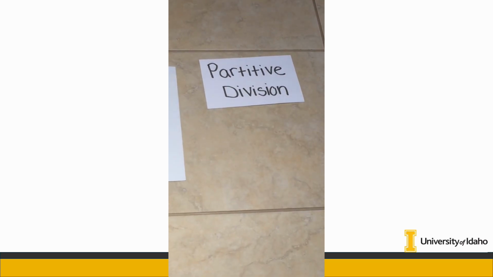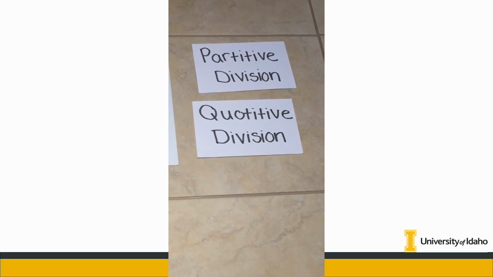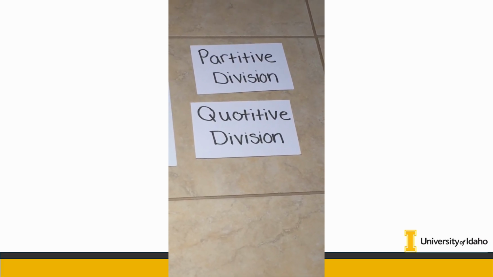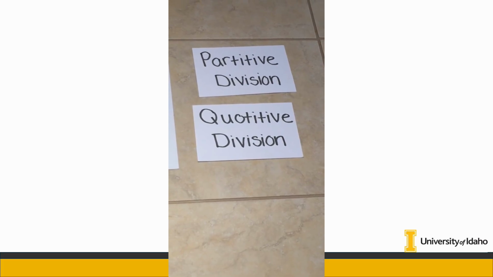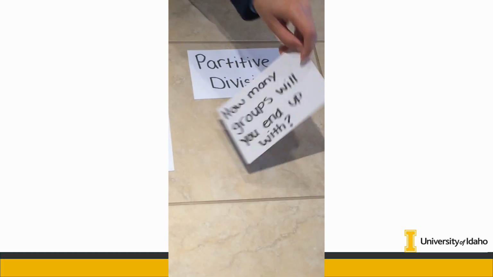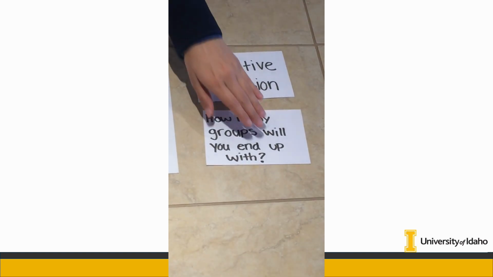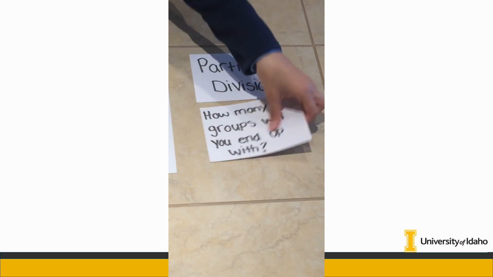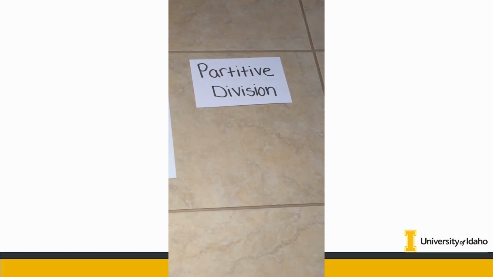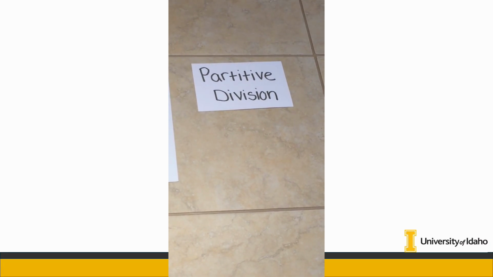That is partitive. And then quotative division is used when you know the number of items each group will have. So when you know the total number of items you have and the total number of items going into each group, you are figuring out how many groups you will end up with. So to start, we are going to talk about partitive division, where we know the number of groups to split our items into, and we'll be figuring out how many items are in each group.